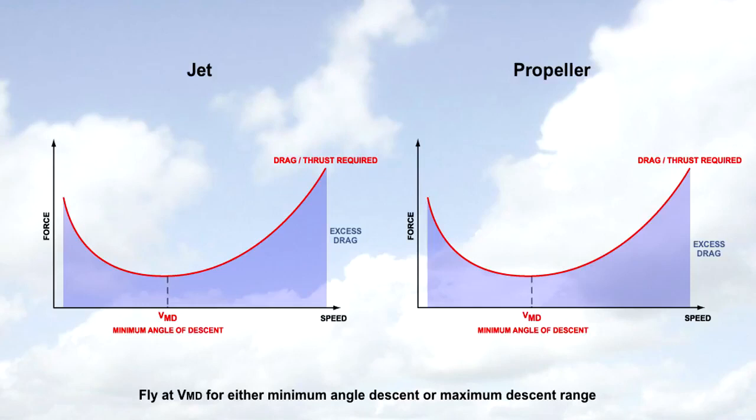Notice that VMD is the speed found at the bottom of the drag curve. At VMD, drag is at a minimum. Therefore, to descend at the minimum possible angle, the aeroplane must be flown at VMD.